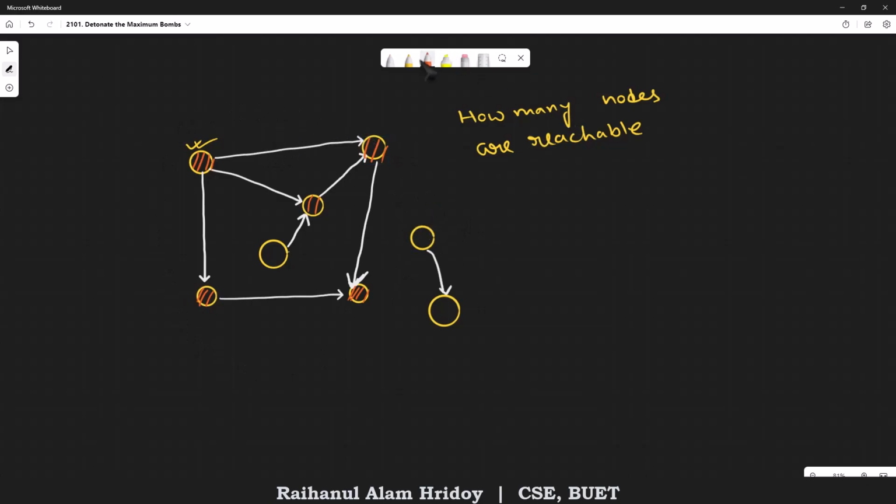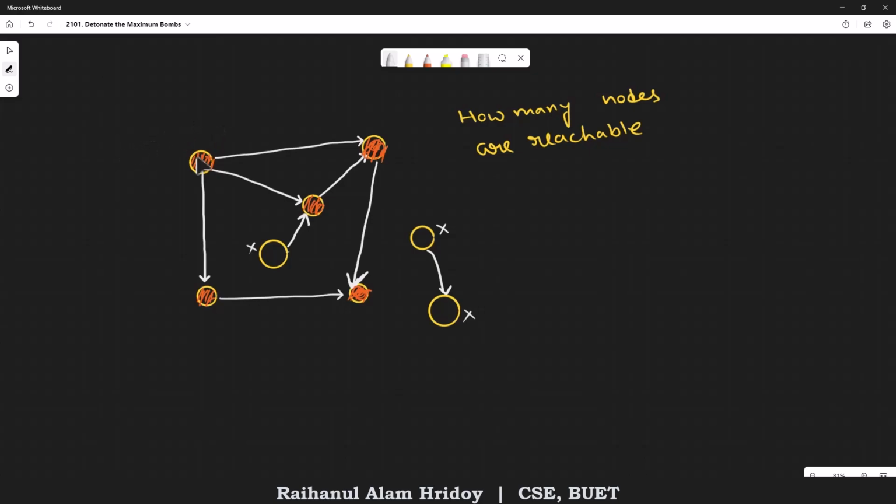So what we can see is that we have managed to detonate this bomb, and this one, and this one, but we couldn't detonate this one because it's out of range, this one is out of range, and this one is out of range. So using DFS, we iterate for each bomb. There's another thing. In this case we started from this node, so this was our start node. Similarly, we will start from any other node.